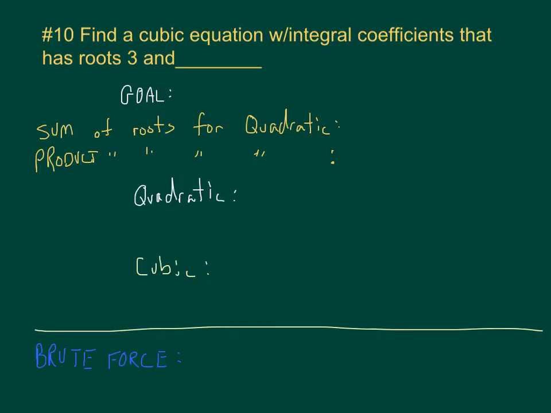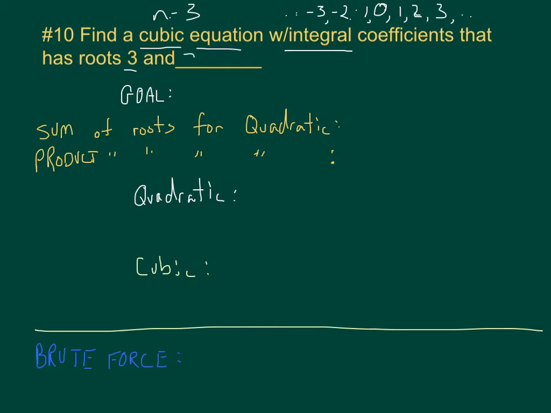Last example. Here we go. Find a cubic equation. So n equals 3 again. I got 3 roots. With integral coefficients, that means that the coefficients are integers. That's numbers like negative 3, negative 2, negative 1, 0, 1, 2, 3. Integers include the negatives, okay? That's a misconception. That has roots. One of the roots is 3. So that's the real root, okay? Think about that.